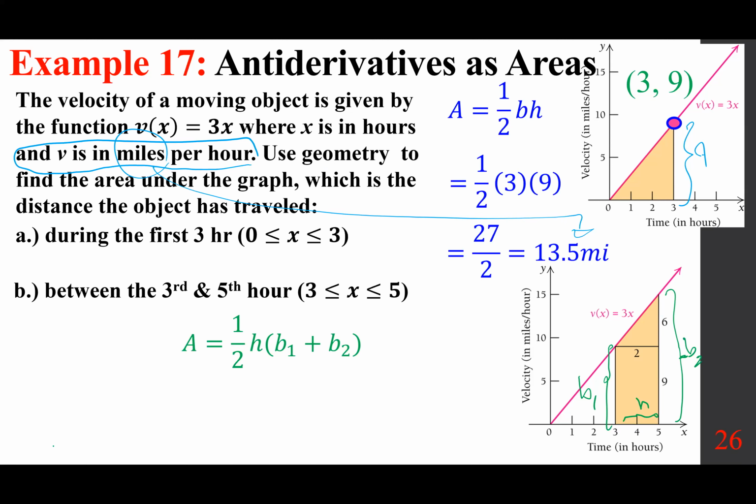So 1/2. The height is 5 minus 3 or 2. Smaller base, you should know it's 9, or just if you plug in 3 here, you get 9. And 5, if you plug in, you get 15, or you can say 9 and 6, which is 15. And so 2 cancels out the 2, and the answer is 24 miles. By the way, you can calculate the area of this rectangle and the area of this triangle and add them up, but that's up to you. Just the trapezoid will do the job.